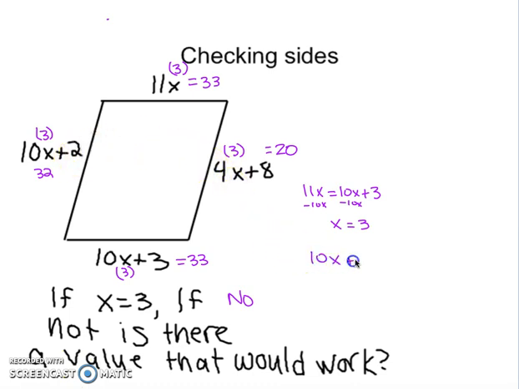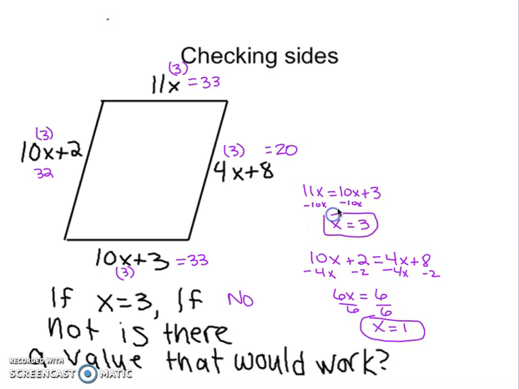So here we'll write 10x plus 2, and we're going to set that equal to 4x plus 8. So we can subtract our 4x off both sides, and I can take the 2 away from both sides, and we end up with 6x equals 6. Divide your 6 off, and we end up with x equals 1. So if this is x equals 1, and this would be x equals 3, the value there wouldn't work. So the answer again is no. So these dimensions right here could not create a parallelogram.